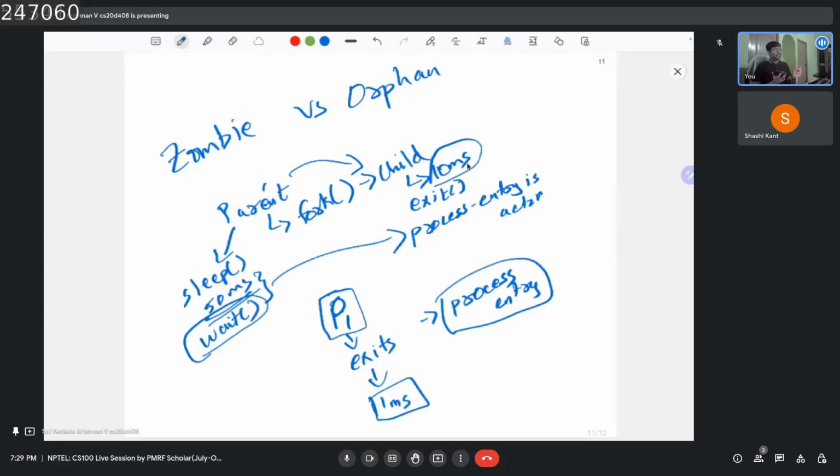Zombie, just take the literal meaning of zombie. You are living, the entry is active, but you are dead. That's the literal meaning of zombie, and they have just used it. The process is dead, but the entry is alive. That is a zombie.